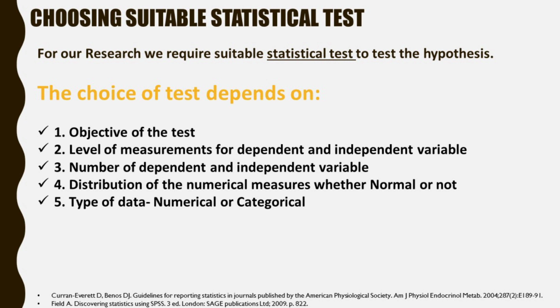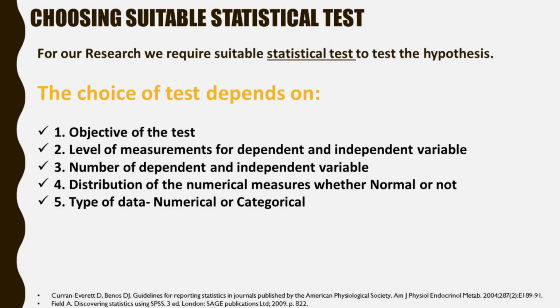As I told you, we have to follow 5 different rules while choosing the statistical test. These 5 rules are going to help you choose the appropriate and suitable statistical test based upon the type of data which you have gathered during the laboratory research or during the ward round from the hospital. First of all, the first objective is: what is the objective of the test?